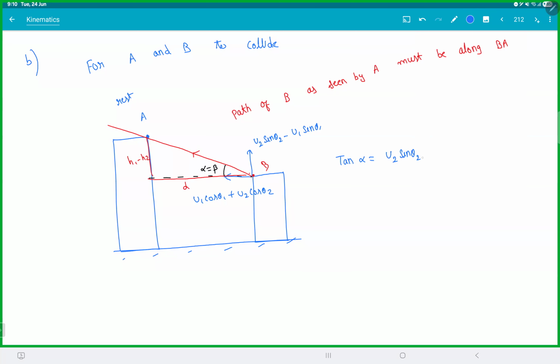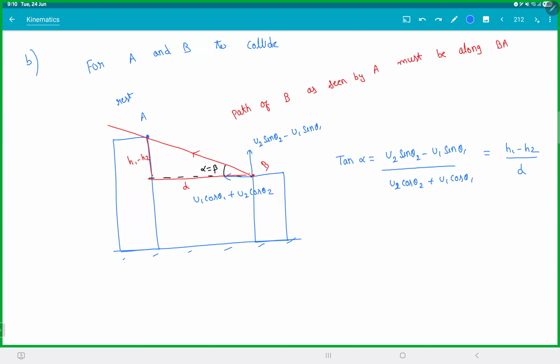u2 sine theta 2 minus u1 sine theta 1, the vertical component, divided by u2 cos theta 2 plus u1 cos theta 1, should be equal to h1 minus h2 by d. So this is the condition for collision. If this condition is satisfied, they'll always collide.